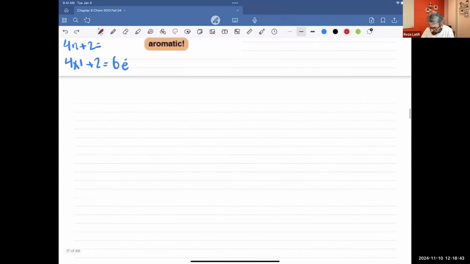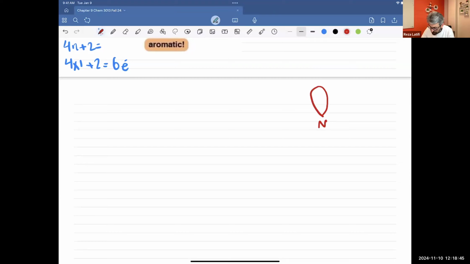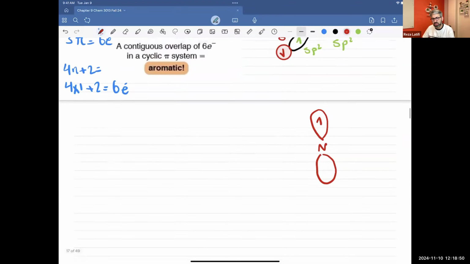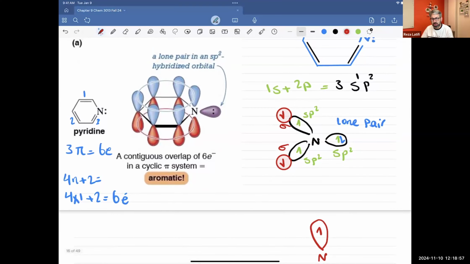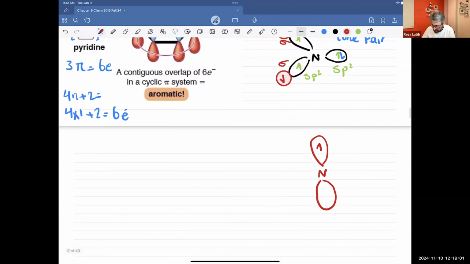We have a nitrogen atom that has a p orbital, and that p orbital has 1 electron in it. So nitrogen can use that p orbital to interact with the carbon. Remember, carbon also has sp2 hybridization, and it has 1 p orbital that is singly occupied. Now those 2 atoms can interact, and they will give us a pi bond.